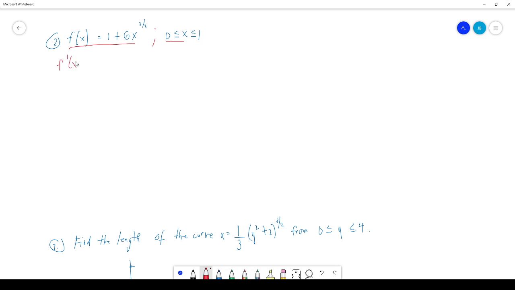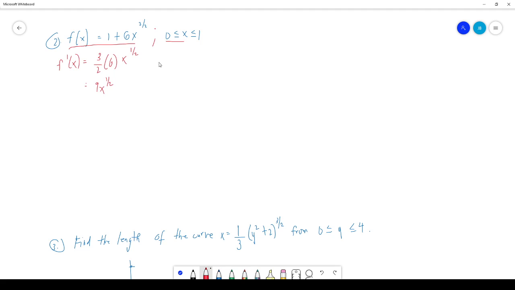That's f prime of x, or dy over dx. So the f prime of x is this one. The derivative of 1 is 0. Derivative of 6x to the 3 halves is 3 halves times 6, then x to the 3 halves minus 1. So 3 halves minus 1 is just equivalent to 1 half. So that's 9x raised to 1 half.